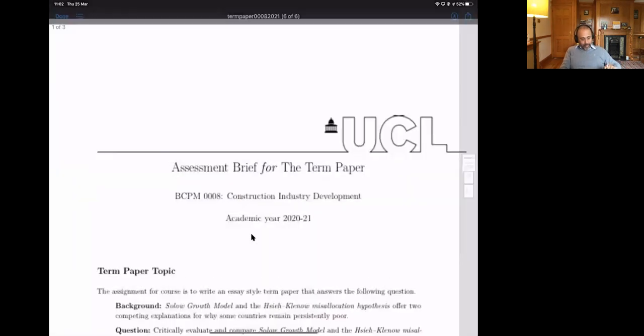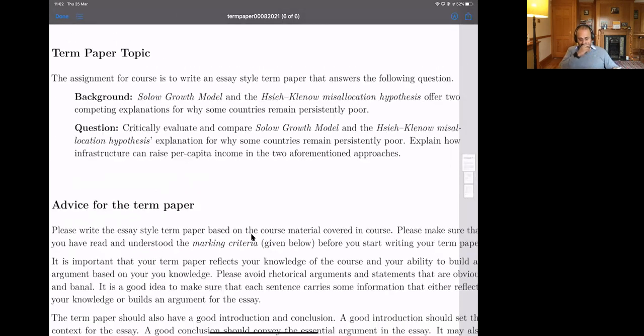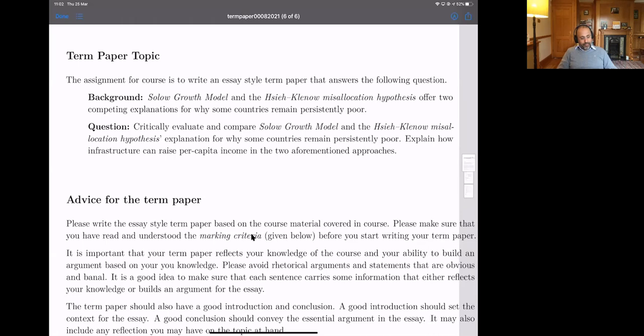Let me show you the question for the term paper. The term paper says, and I'm reading out the question, the background, which is not part of the question, is the Solow growth model and the misallocation hypothesis, which offer two competing explanations for why countries remain persistently poor. So why do countries remain in a poverty trap? There are two competing hypotheses.